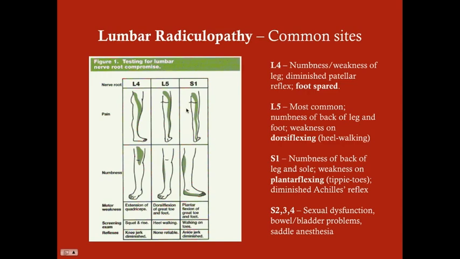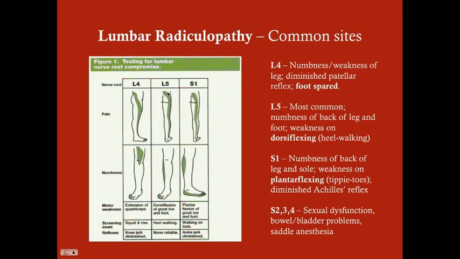So these are the most common areas to have radiculopathy: L4, L5, and S1. L5 is the most common. These are the ones you should remember for the USMLE. L4 is numbness and weakness of the leg. What's important to remember here is that you have a diminished patellar reflex and you don't have any symptoms at your feet. With L5, this is the most common.